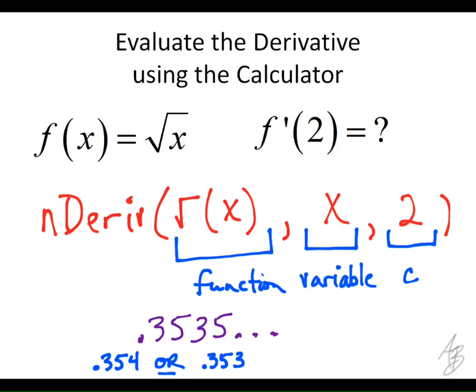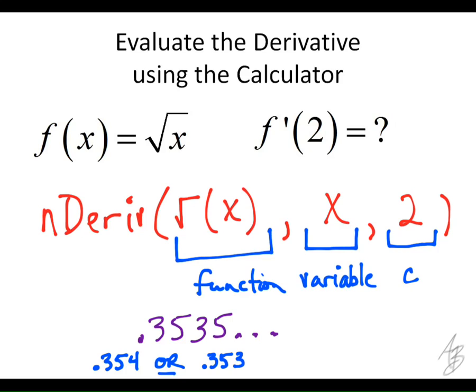Now, if you were going to use this answer for something else later on, you would want to round to more decimal places, at least 5 or 6, and then use that answer rather than a rounded answer to the thousandths place. All right, any questions about this? How you're going to use the calculator?